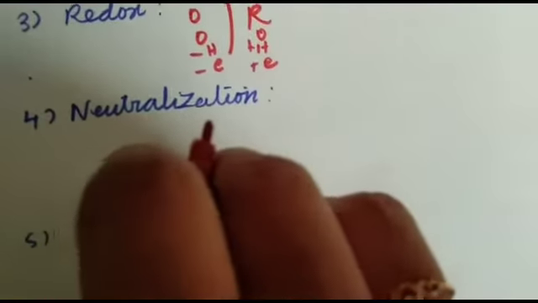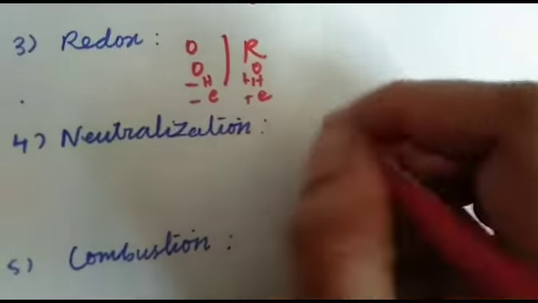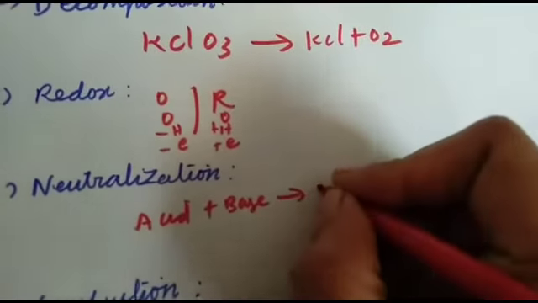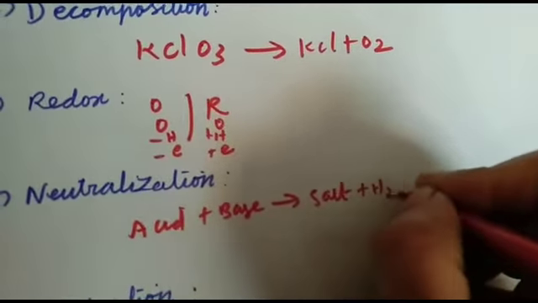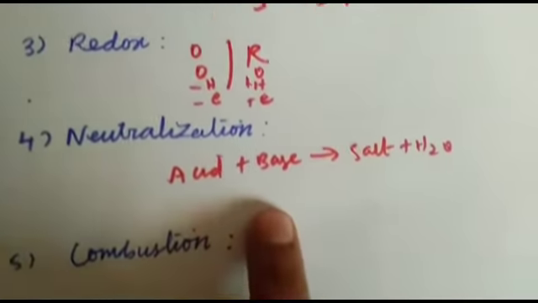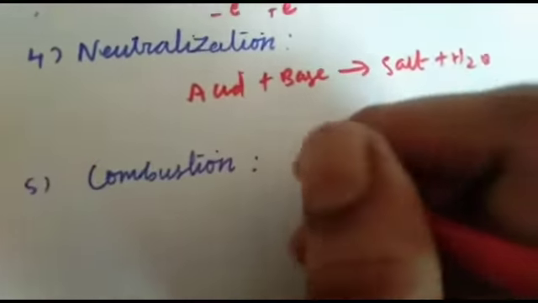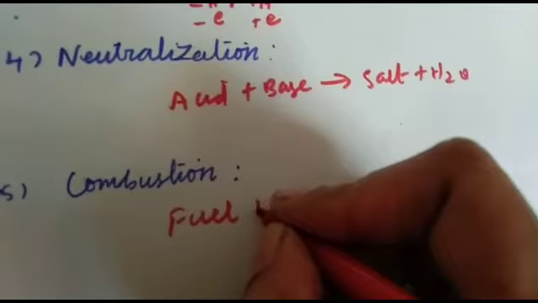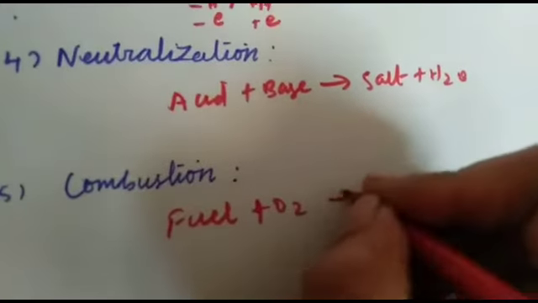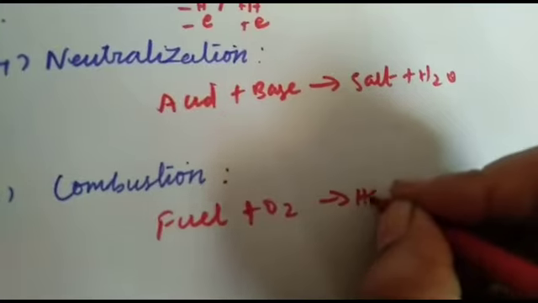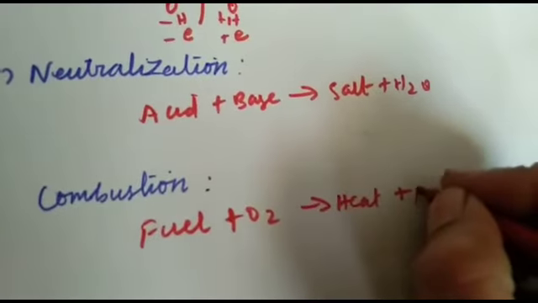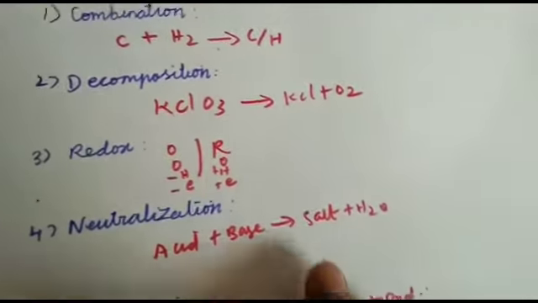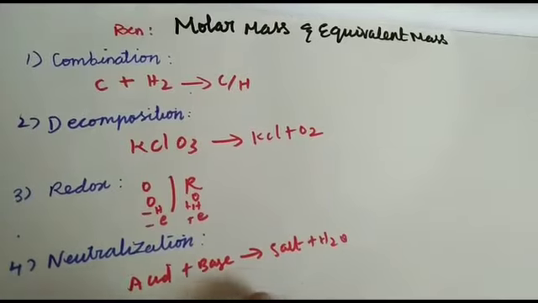Next, neutralization reaction. The general reaction is acid plus base to form salt plus water; that is the general formula for neutralization reaction. Next, combustion means a burning reaction, where the fuel burns in oxygen to give heat and products. Okay, these are the important reactions for molar mass and equivalent mass.